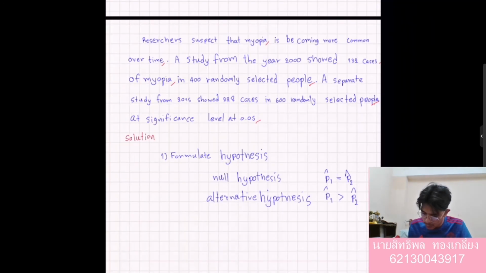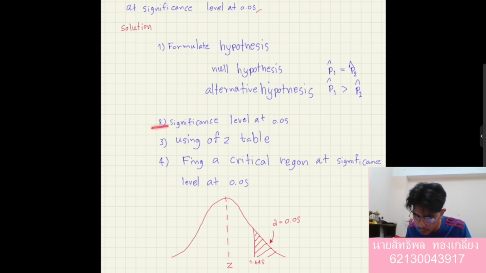At significance level 0.05. Solution. Step 1. Formulate hypothesis. Null hypothesis: sample population 1 equals sample population 2. Alternative hypothesis: sample population 1 is less than sample population 2. Okay, next step. Step 2. Significance level at 0.05. Step 3. Using the Z table, find the critical region at significance level 0.05.